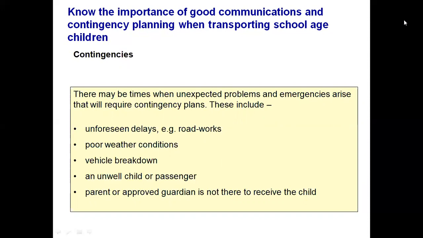Unwell child or passenger. Should your child be unwell on the way to school, communicate. Stop the vehicle. Look after the child. Phone the parent. The parent then will usually make their own contingency plan, saying such things as, stay where you are, I'll come and pick him or her up. Bring them home, he wasn't well this morning. Take them to A&E if it's an emergency. I will meet you there, etc.